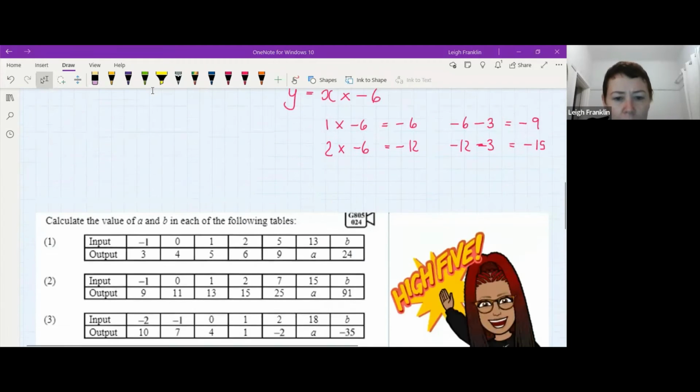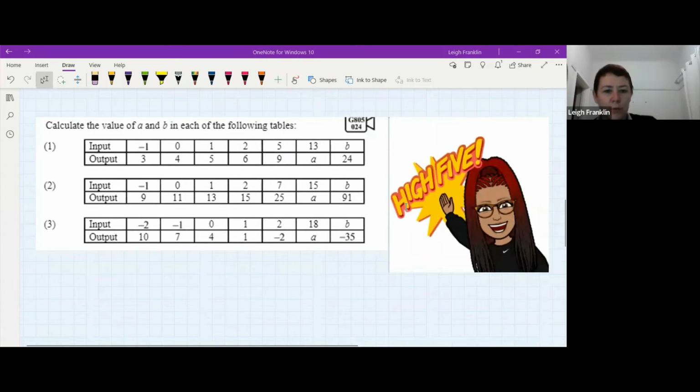Okay. Now I've got a more challenging question for you. All right. Here, there are numbers missing in the table. And you guys need to work out what the missing number is.